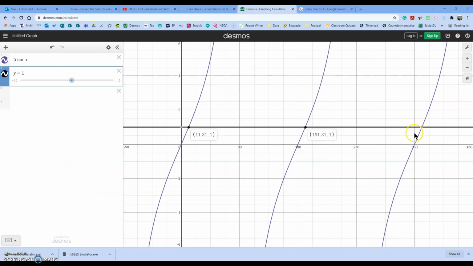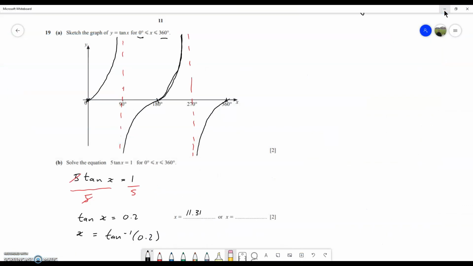And obviously between there and 360 there's two answers, so we don't include that one because it's beyond 360, and anything less than that would be less than 0. So the difference between those is 180. So I need to remember that it would also be 191.31.